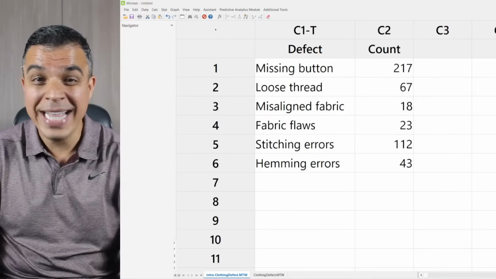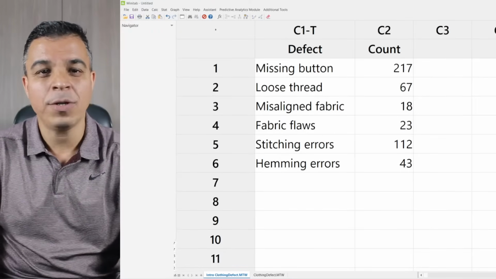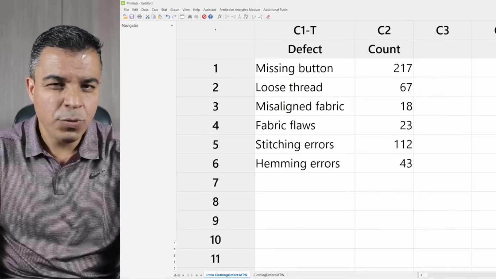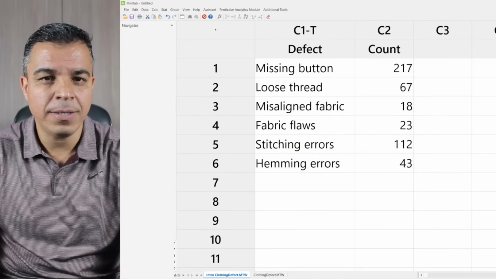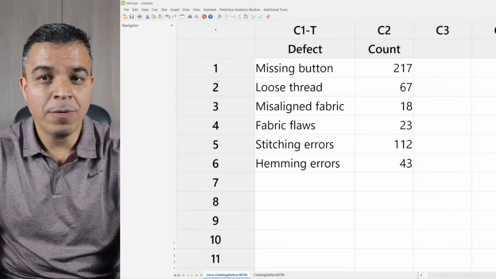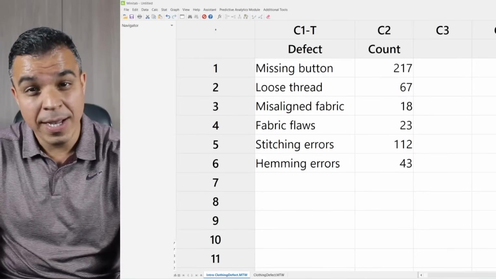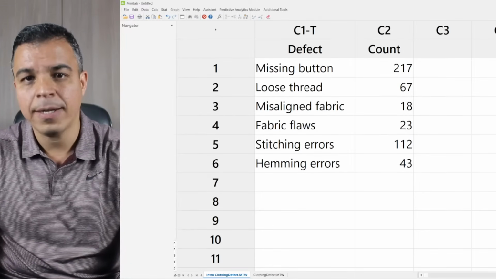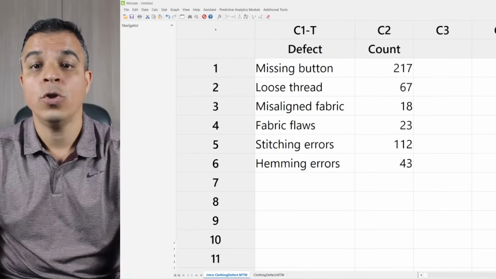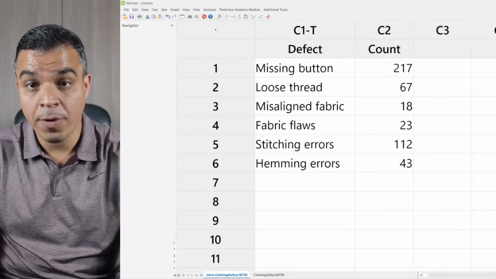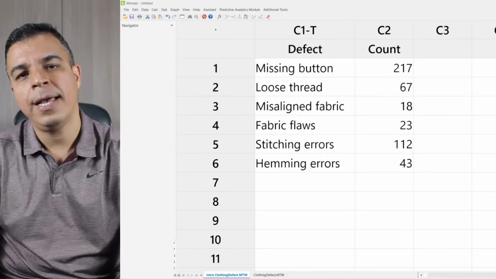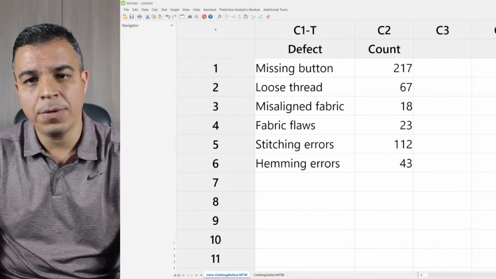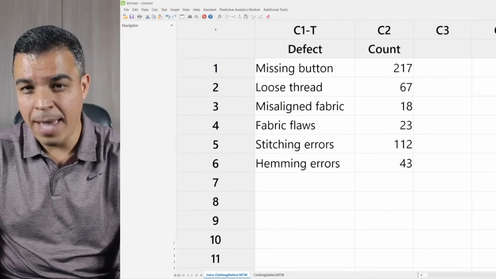And then we have the count. We found 217 missing buttons. We found 67 defects like loose thread. We found 18 defects like misaligned fabric, 23 defects for fabric flaws, 100 and 12 stitching errors, and 43 hemming errors.